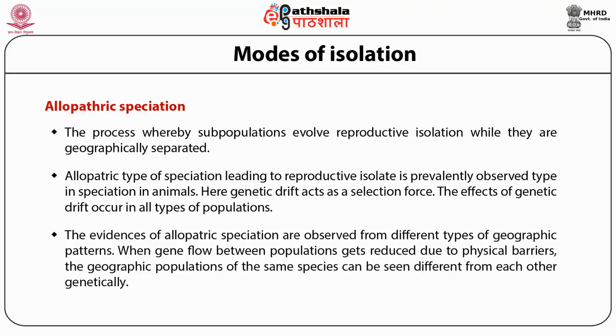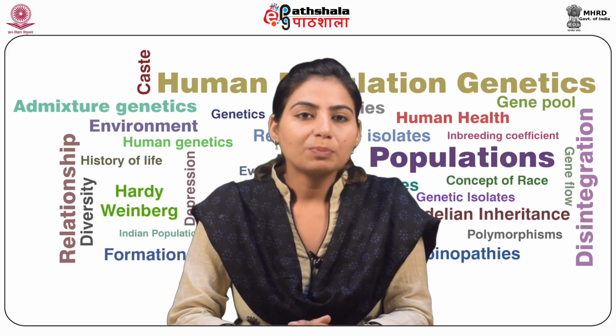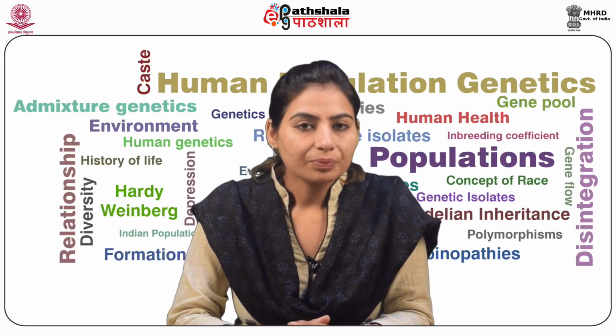The evidence of allopatric speciation is observed from different types of geographical patterns. When gene flow between populations gets reduced due to physical barriers, the geographical populations of the same species can be seen as genetically different from each other. For example, the island populations. Another example is a ring species.